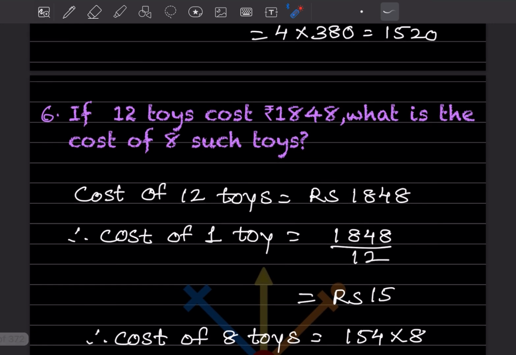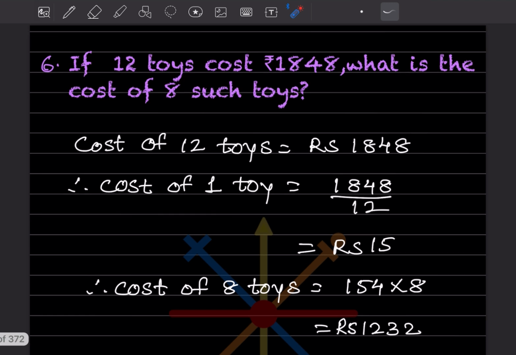If 12 toys cost rupees 1840, what is the cost of 8 such toys? So whenever you have such a problem, this comes under the unitary method. So first thing we have to find out the cost of one toy. So now they said cost of 12 toys, that is 1840. So we have to find the cost of one toy. So this will be 1848 divided by 12, when you divide this, you get 154. You can divide and see.